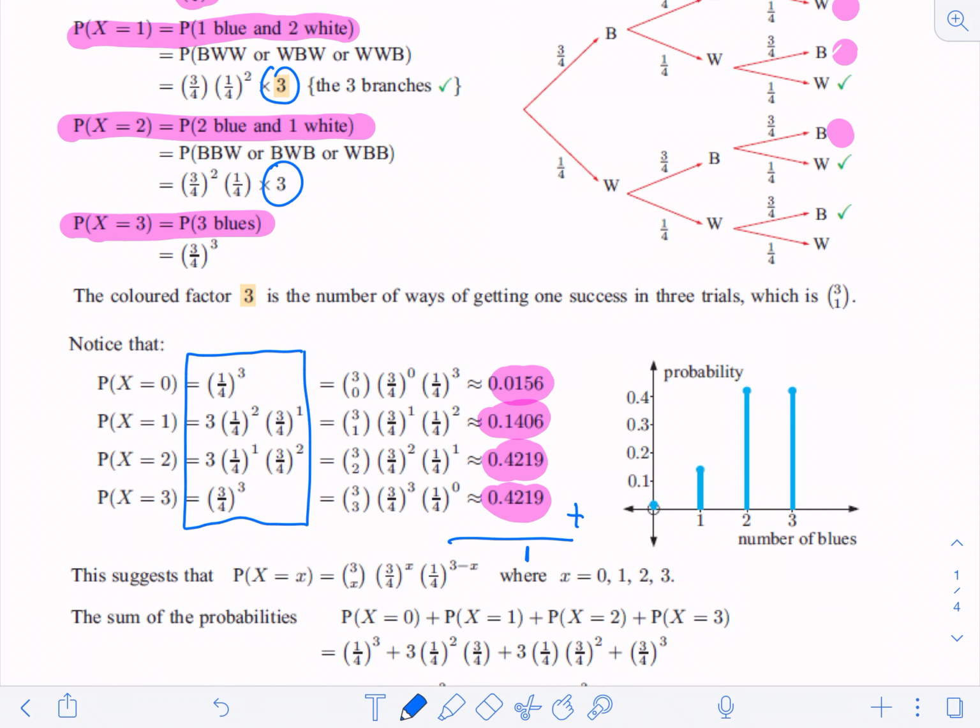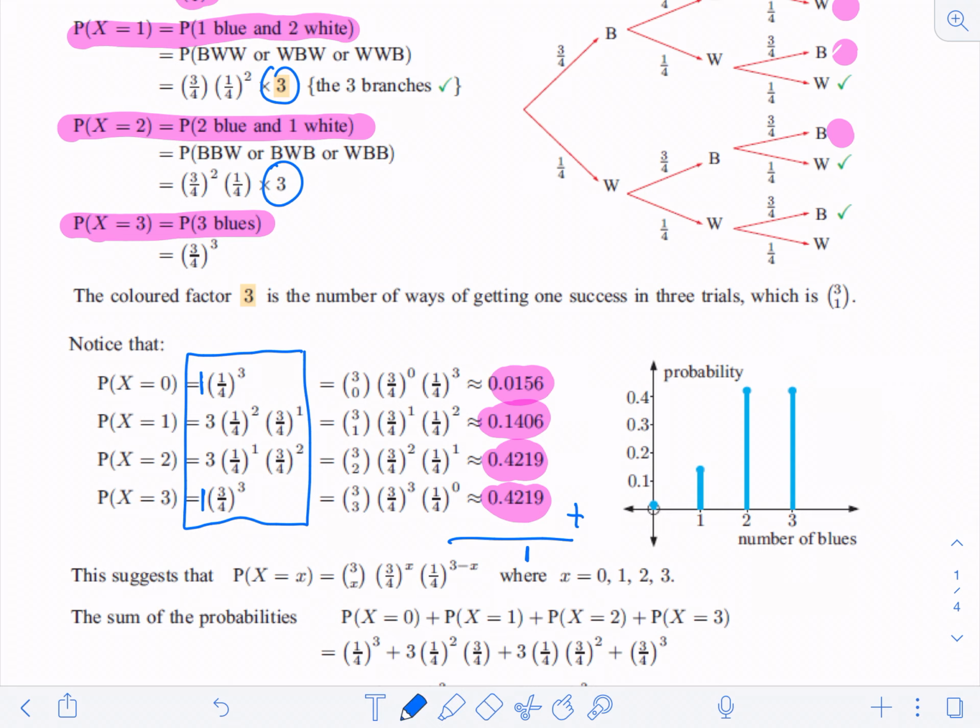The coefficient, which they didn't write here, but that's really 1, and that's really 1. And we have a 1, a 3, and a 1. And that coefficient actually comes from 3 choose 0, if I don't choose any. That's just going to be 1. 3 choose 1. There's 3 different ways I could choose 1. Then 3 choose 2. There's 3 different ways I could choose 2. And then 3 choose 3. There's only one way I could choose 3. So that's just another way of writing it.